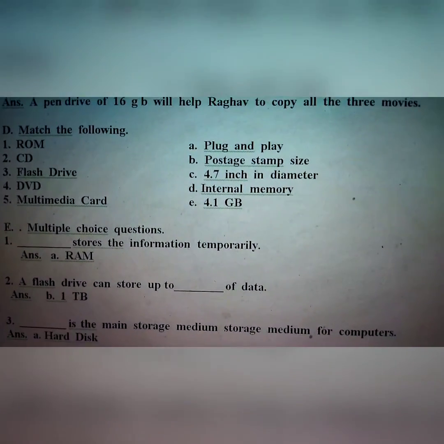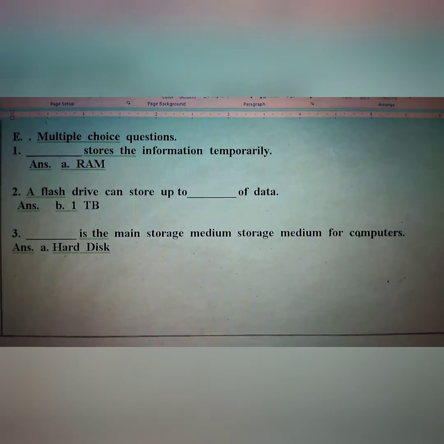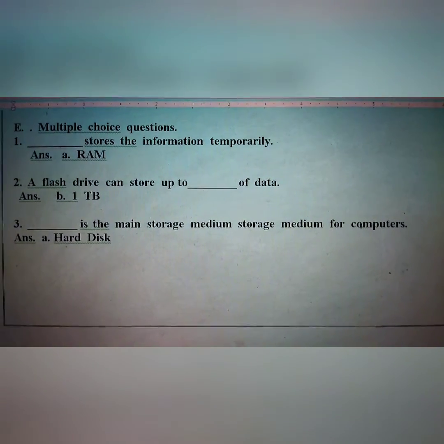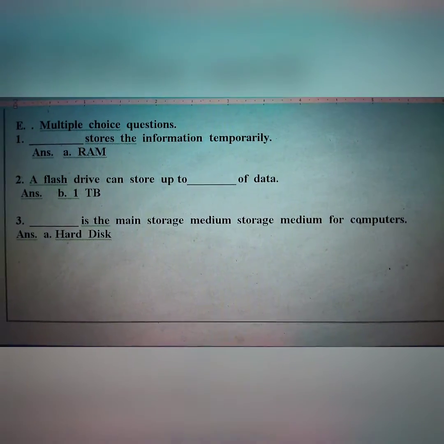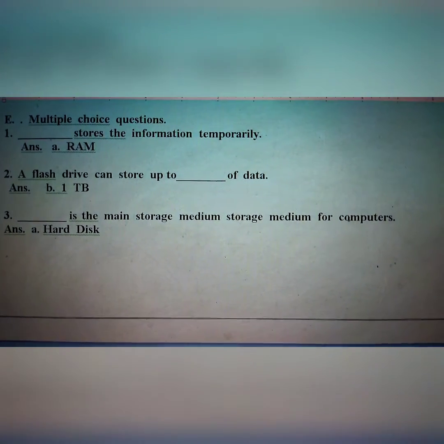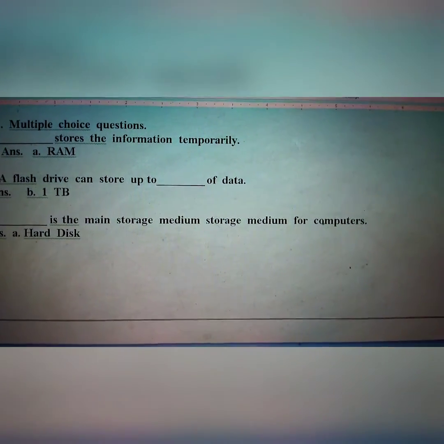Next are the multiple choice questions. First, dash stores the information temporarily. It is RAM. Second, our flash drive can store up to dash of data. It is 1 TB of data. Third, dash is the main storage medium for computers. It is known as a hard disk.